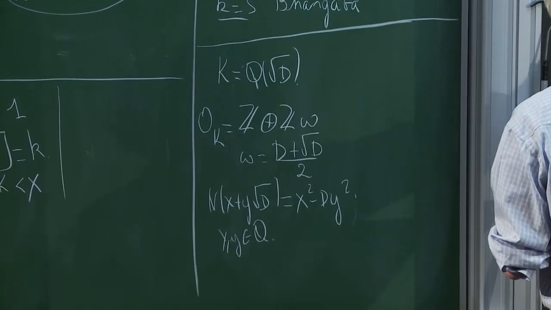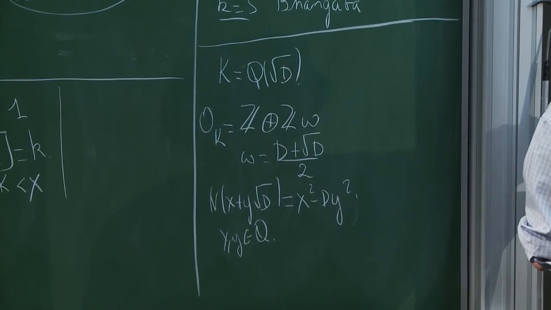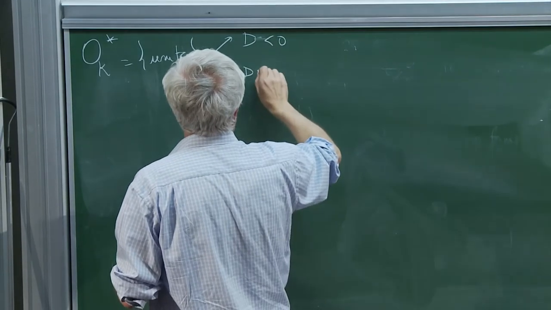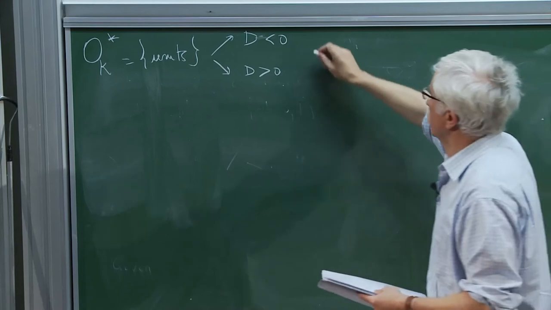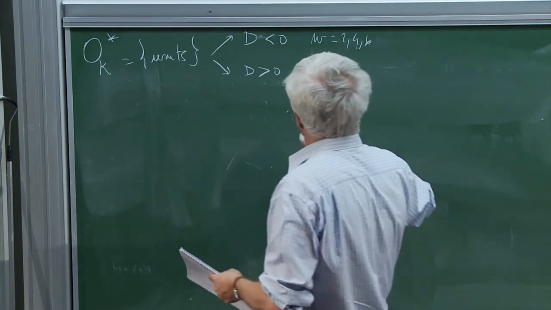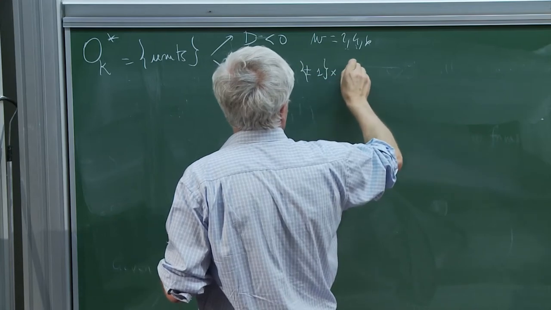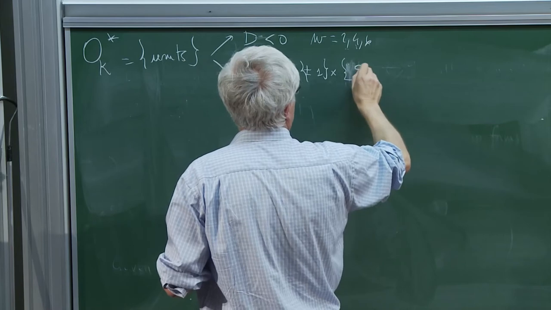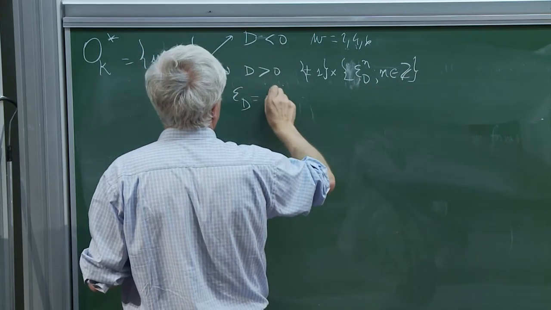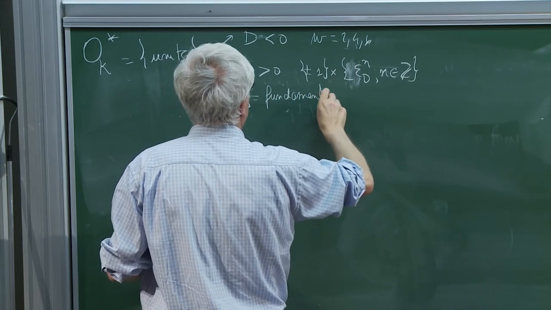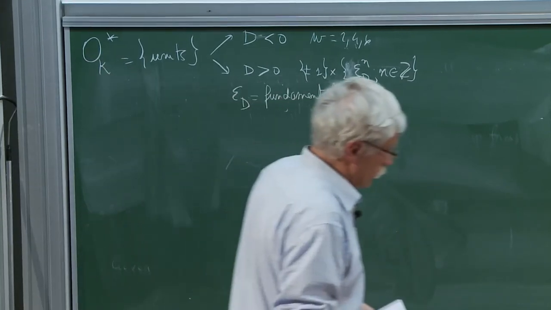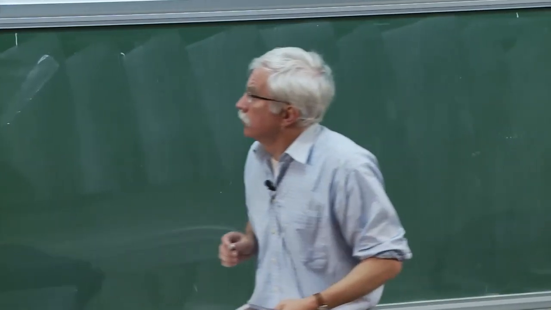We have the set of units. It's completely different when d is negative and d positive. Here you know that there is a number W which is equal to 2, 4, or 6, which counts the number of units. For d positive, you have something like plus or minus 1 multiplied by epsilon d to the n, with n belonging to Z. And this epsilon d is what we call the fundamental unit, which is linked with the Pell equation, which is a nightmare of a real quadratic field.